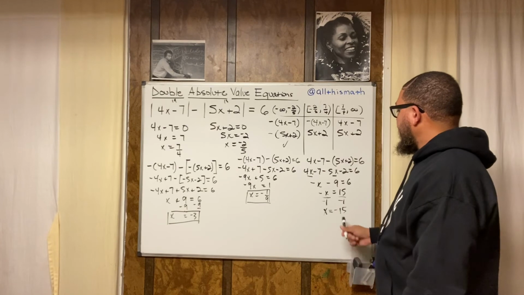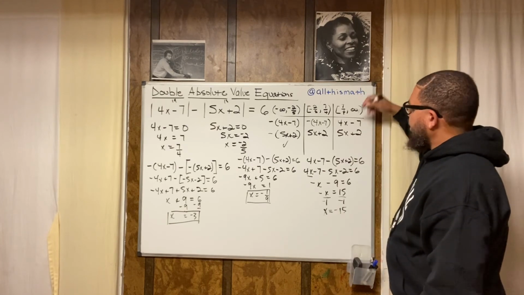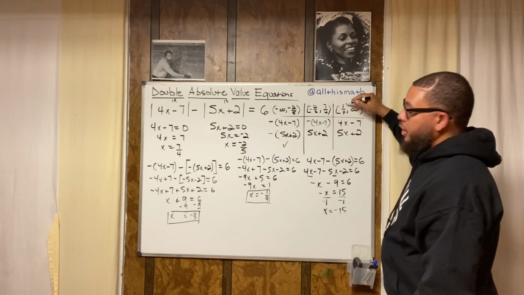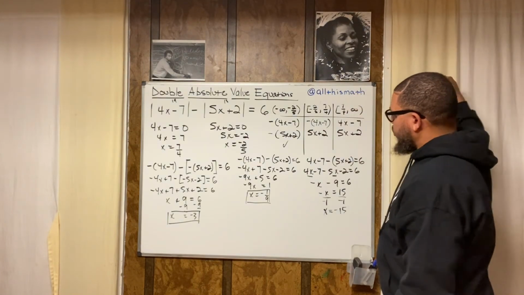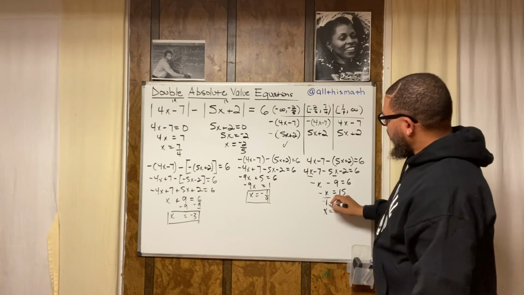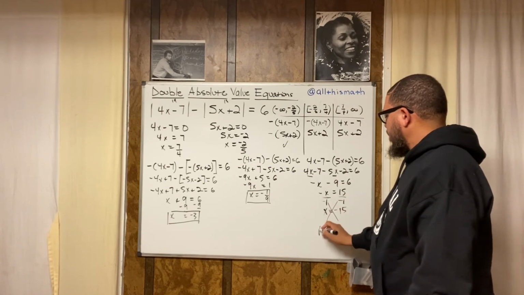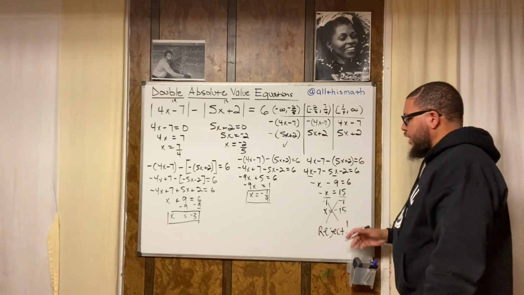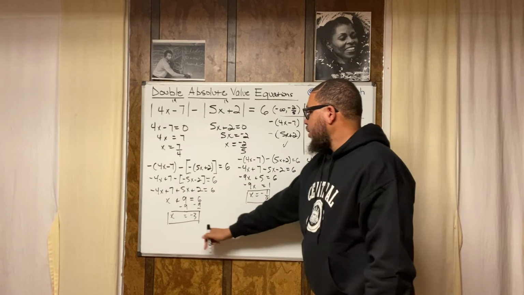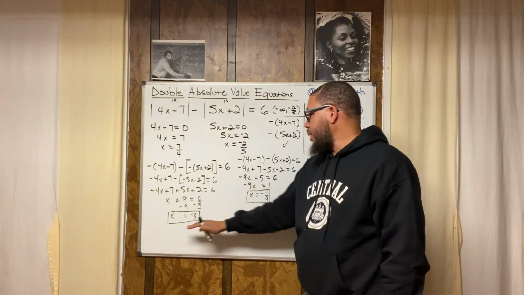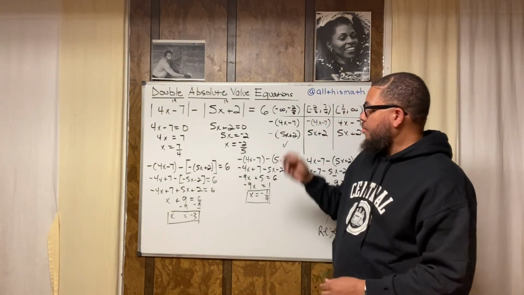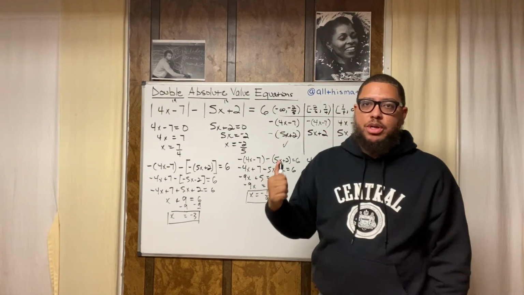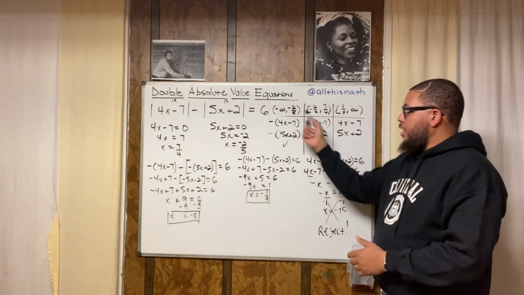Now the question is, is negative 15 in this interval? It's definitely not in this interval because this interval is all positive, from 7/4 to infinity, or 1.75 all the way to infinity. This is negative. So we're going to reject this. Reject x equals negative 15. That's no good. So our solutions are negative 3 and negative 1/9. And that is how you solve a double absolute value equation using the table method.